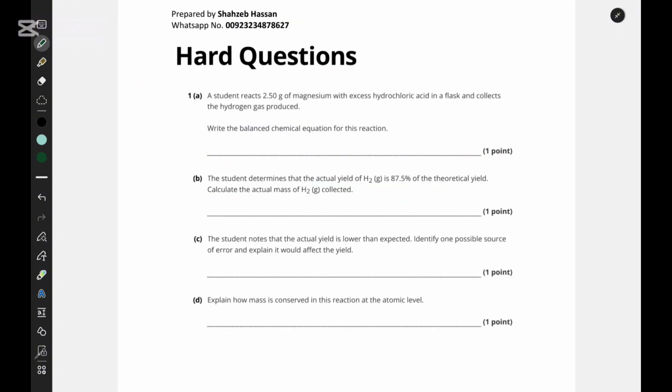So the next question says that magnesium reacts with HCl in a flask and collects the hydrogen gas. We have to write the balanced chemical equation. Mg plus 2HCl is going to form magnesium chloride plus H2 gas, and the HCl and magnesium chloride are aqueous, and Mg is going to be solid state. A student determines the actual yield of hydrogen is 87.5% of the theoretical yield. Calculate the actual mass of H2 collected.